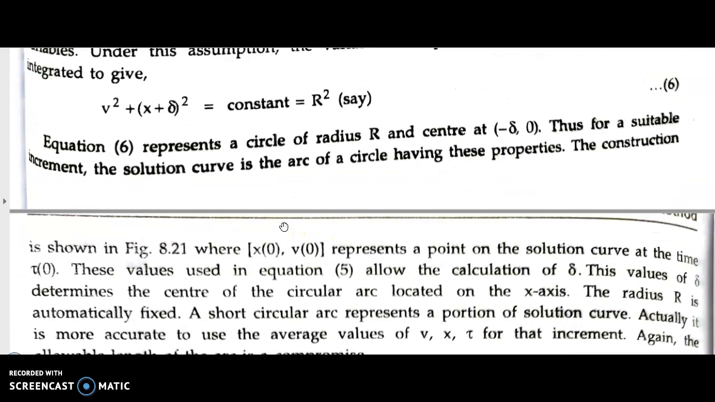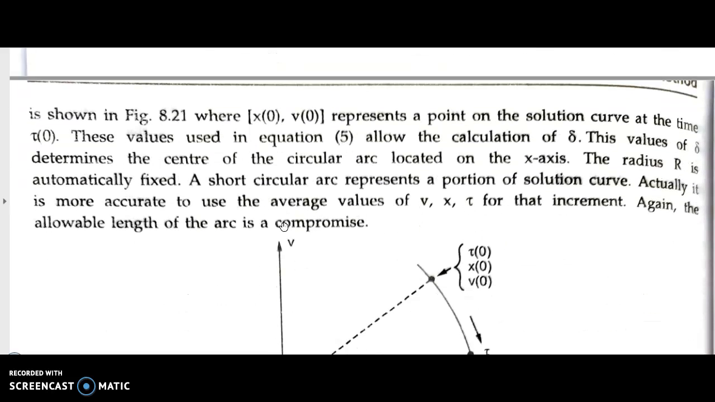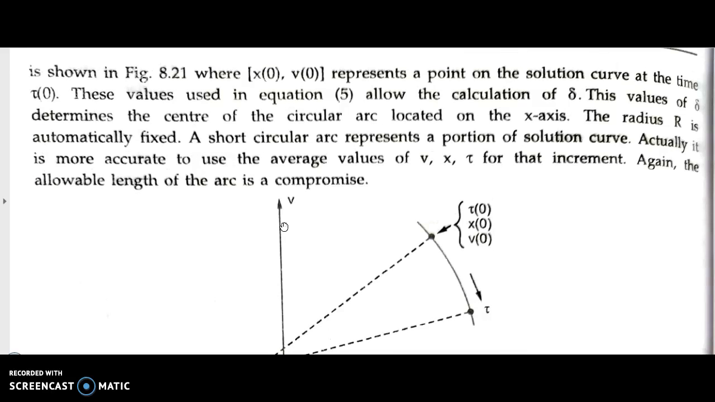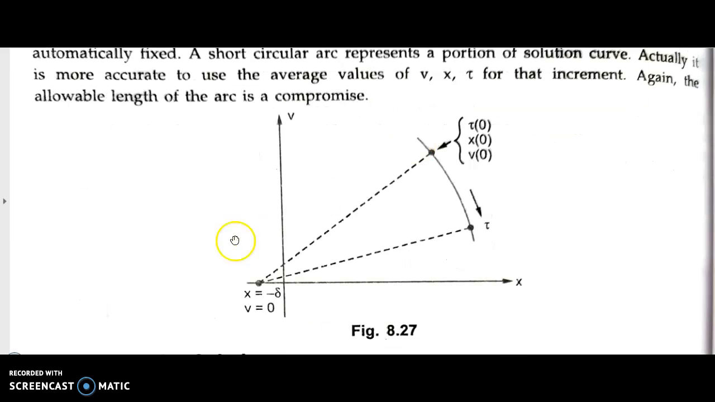The construction is shown in this figure. You just have to draw this figure and write some words about it, where x of 0 and v of 0 represent a point on the solution curve at time tau equal to 0. These values, x of 0 and v of 0 on the curve, used in equation number 5, allow the calculation of delta.